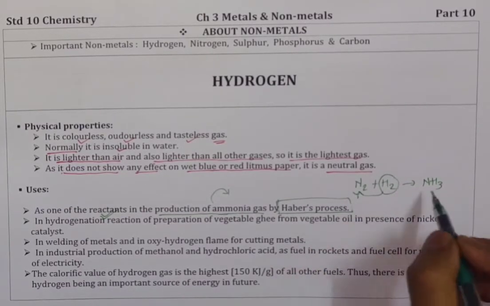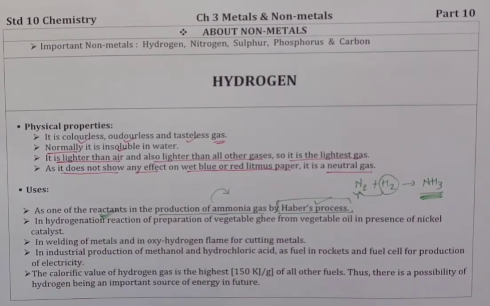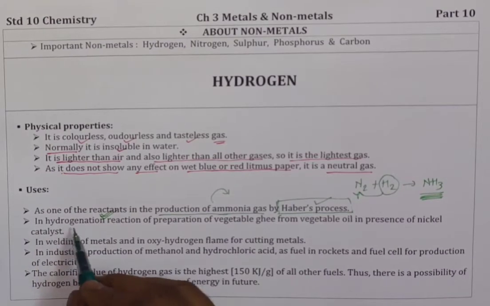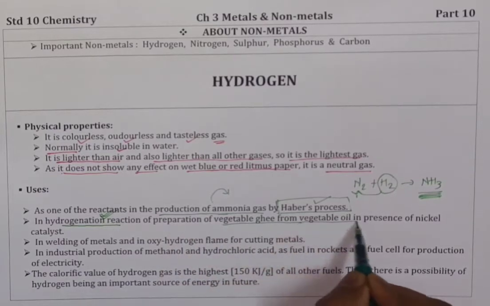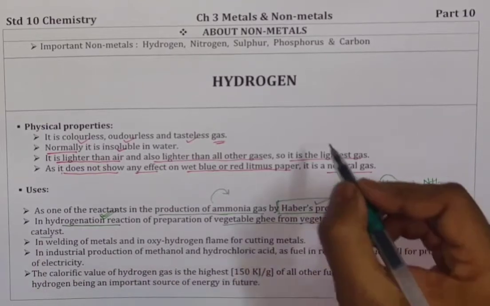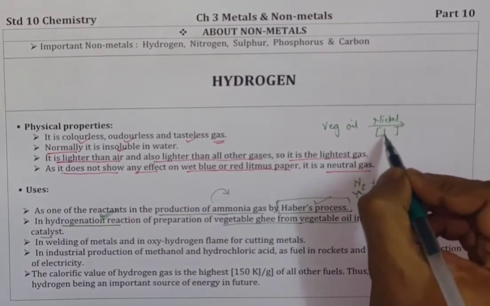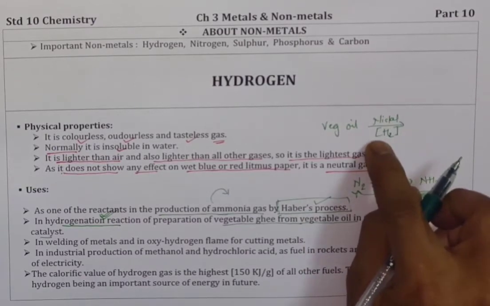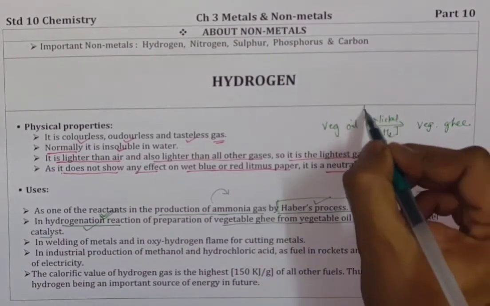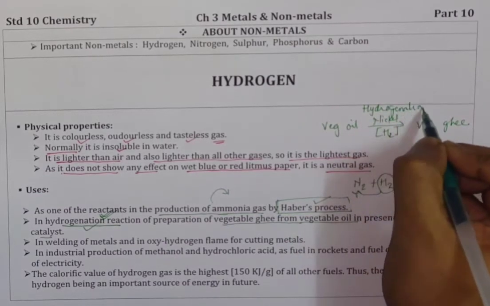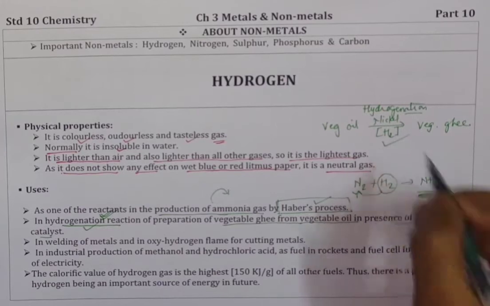The other reactant is nitrogen. So in the industrial production of ammonia by Haber's process, hydrogen is used as one of the reactants. So that is its first use. Next, in hydrogenation reaction, the preparation of vegetable ghee from vegetable oil in presence of nickel catalyst. Vegetable oil, in presence of nickel and addition of hydrogen, gives vegetable ghee. This process is called hydrogenation. So by hydrogenation, vegetable oil gets transformed into vegetable ghee, and there hydrogen is used.